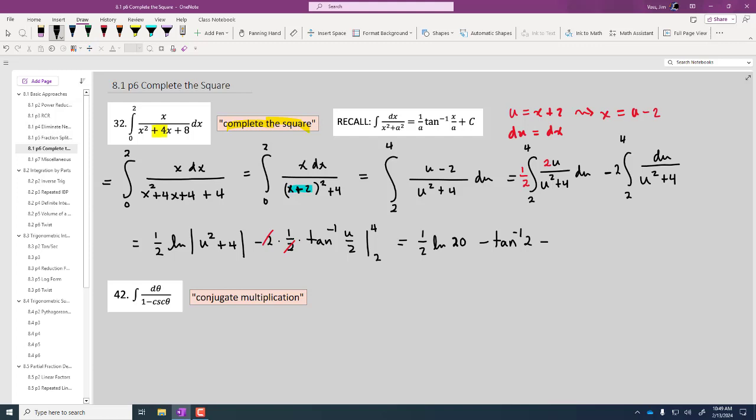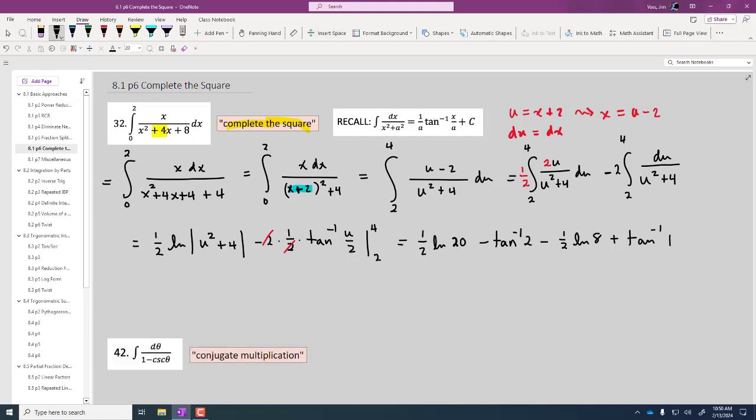Minus, drop in the 2, so 2 squared is 4, plus 4 is 8, so minus 1/2 natural log 8. And then minus a minus is plus arctangent of 1. So we have a tiny bit of simplification that we can do here. Not a whole lot, but a tiny bit.